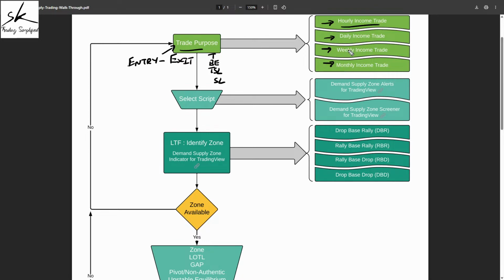Hourly income implies a trade where my expectation is that this trade can last for an hour or a few hours. Daily income, a trade which can last for a day or a few days. Weekly income, a trade which can last for a week or a few weeks. And monthly income is a trade which can last for a month or a few months.